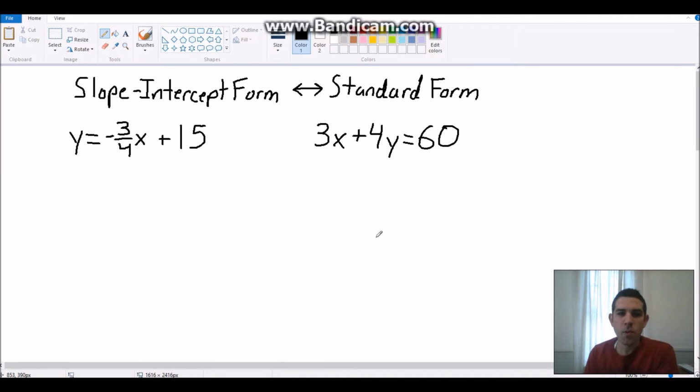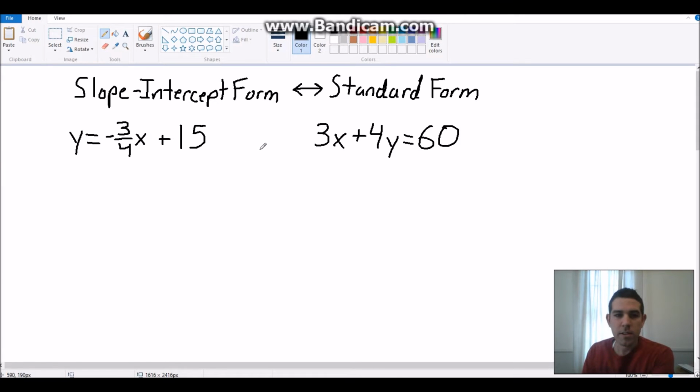Today we're going to be transforming between slope-intercept form and standard form. This video goes out to Miss Brown, the geometry teacher. Now while this skill we will use and learn in Algebra 1, it'll be used in geometry a whole lot more. So I want to make sure that you have this skill and you're prepared for 8th grade as well.